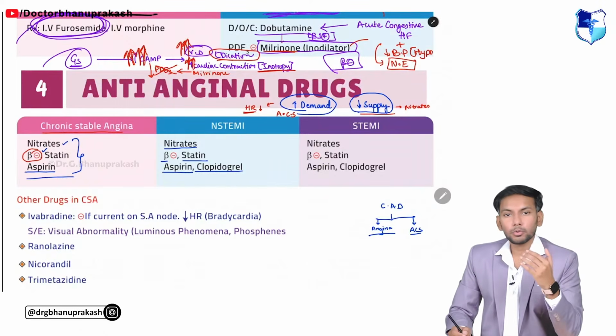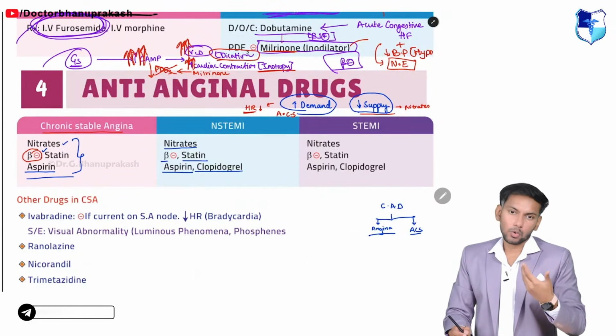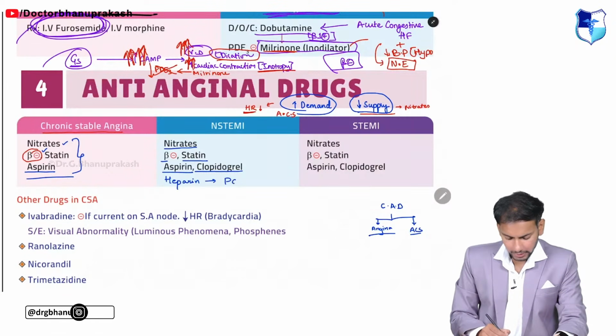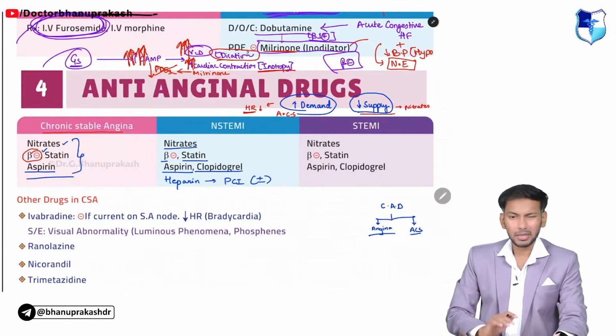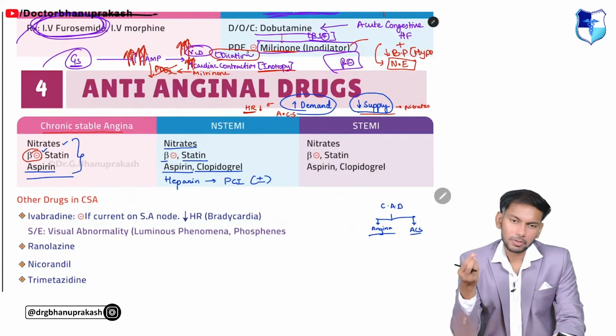Now, what you have to do in NSTEMI, you have to give an anticoagulant as well. Anticoagulant, it could be heparin, or the patient might need PCI. So, it is plus or minus, might need PCI. You will do it after 24 hours. Okay, it depends on the condition.